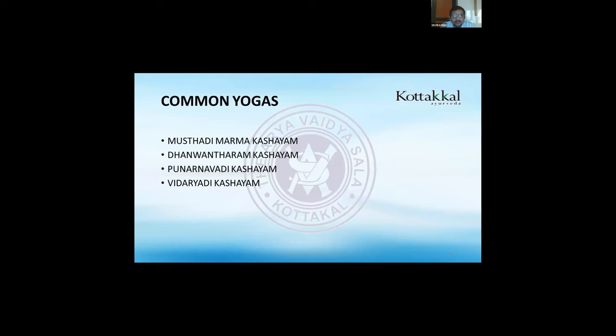Coming to the Ayurvedic internal medicines, we have many kinds of kalpanas. From that, which are the most useful kalpanas in case of orthopedic management? Basically, kashayams: first one is Mustadi Marma Kashayam, the most commonly used medicine for all kinds of abhighatas. And in the later stage, Dhanwantharam Kashayam is also good for orthopedic management of fractures. And Punarnavadi Kashayam is usually used more in the initial stages, when there is more edema.